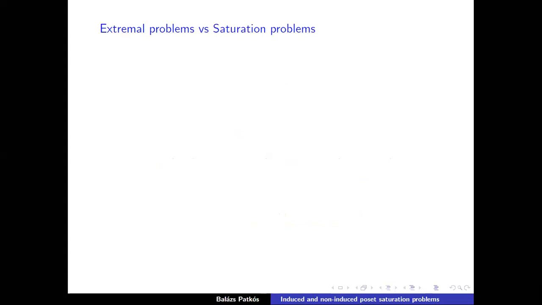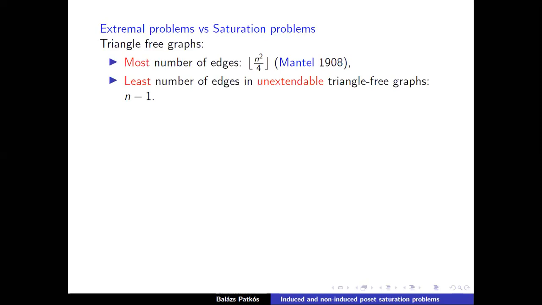So a little bit about saturation problems. In my view, they are little brothers of extremal problems. In extremal problems, we are looking for largest combinatorial objects having some prescribed properties, as opposed to saturation problems, where we are looking for minimum sized graphs, hypergraphs, or set families with some prescribed property. Okay, so let's see some examples.